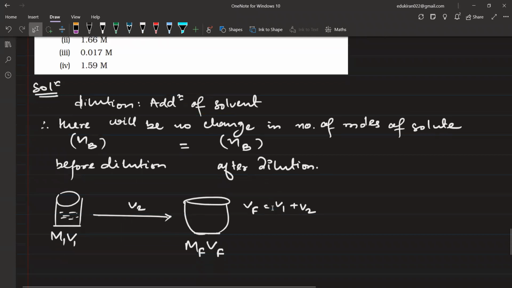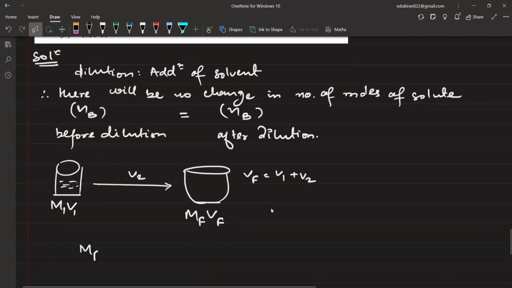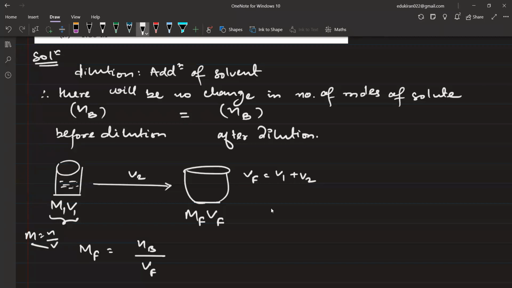Now what will be the molarity final? M final will be equal to the number of moles of solute divided by the final volume V final. Number of moles of solute can be calculated using M into V, because molarity is equal to number of moles divided by volume. So volume into molarity will give you the number of moles. I can write this equation as M1 V1 upon V final, that is V1 plus V2.